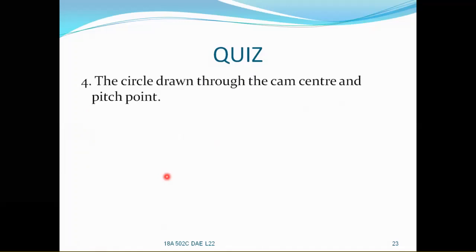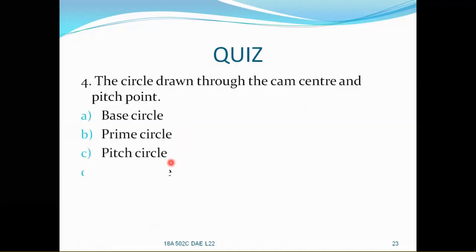Next, the circle drawn through the cam center and pitch point. The circle drawn through the cam center and the pitch point is called base circle, prime circle, pitch circle, roller circle. Which is the right answer in this? So base circle is not right, prime circle is also not correct, roller circle is not correct. Which circle should be the answer? So C is the right answer.